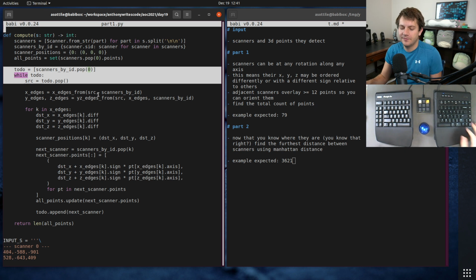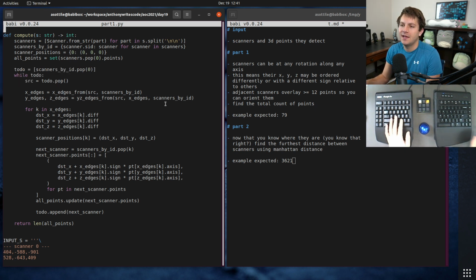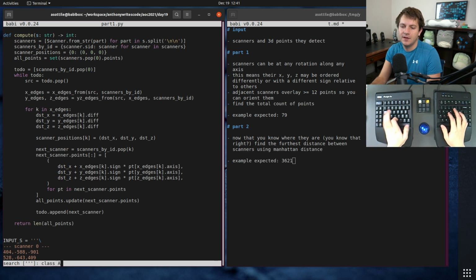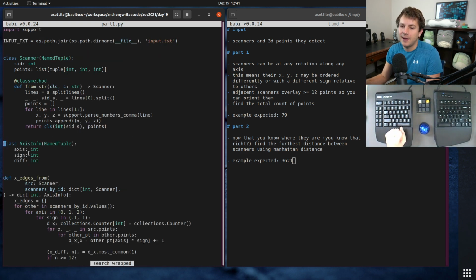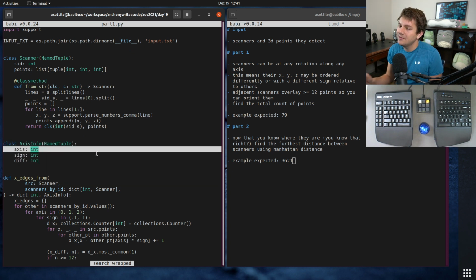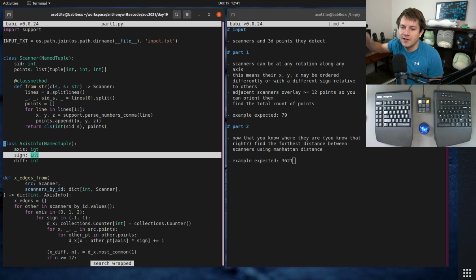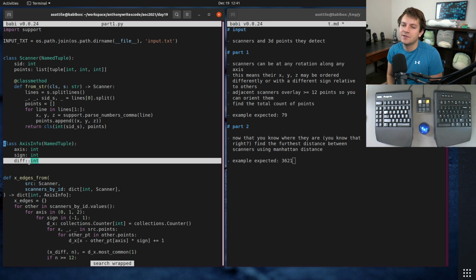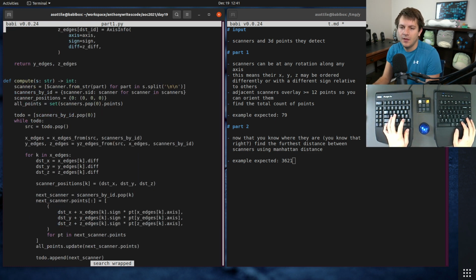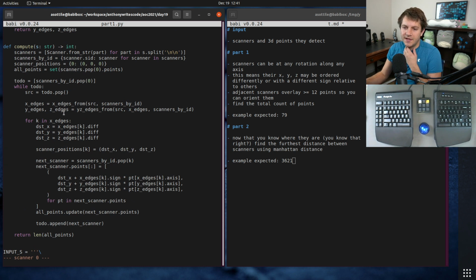Cool. So from that, I also have this axis info class, which is going to represent how I map the particular axis to the other particular axis. So let's say we're looking at the x-axis. This might be either 0, 1, or 2 mapping to the other x, the other y, or the other z-axis. I figure out the sign here to figure out whether I'm looking at the negative or positive version of those three axes, and I record the difference between those. That way I can just figure out how far away the points are after that. And that's what is stored inside of these x edges and y and z edges.